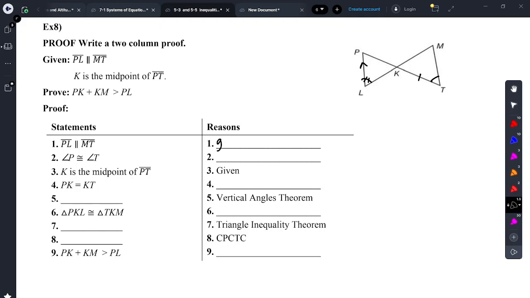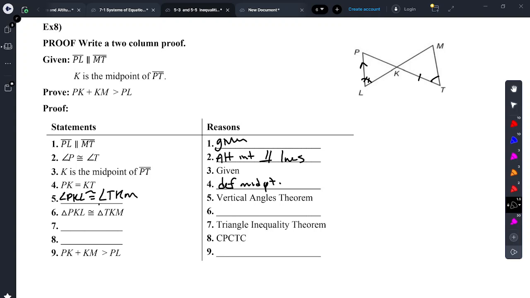This was given, right? Angle P is equal to T. What is this? Alt interior of parallel lines, right? You don't have to write parallel lines if you don't. K is a midpoint given, so PK is equal to KT. Definition of midpoint. They did vertical angles, right? So what is that? So that's PKL is congruent to TKM, right?